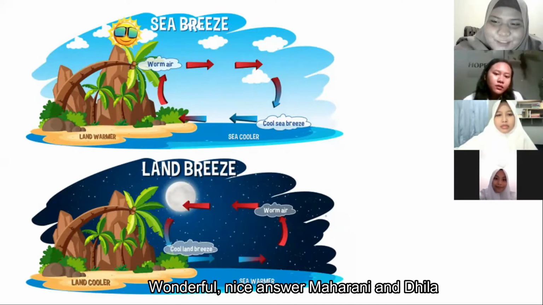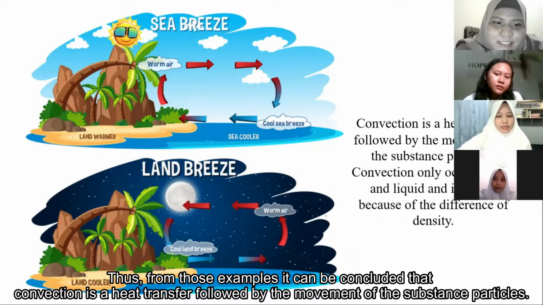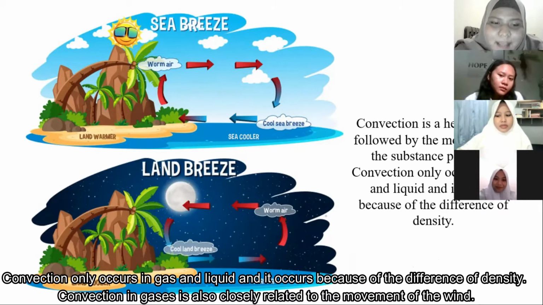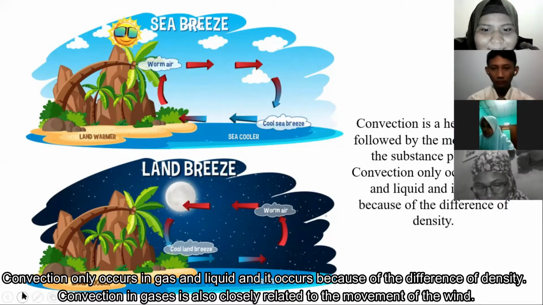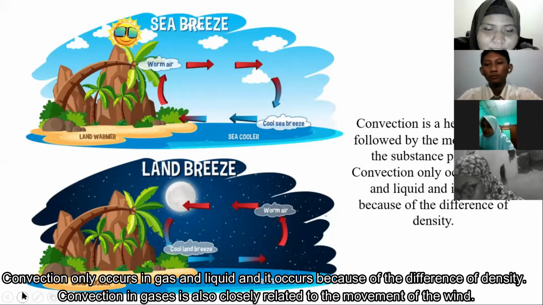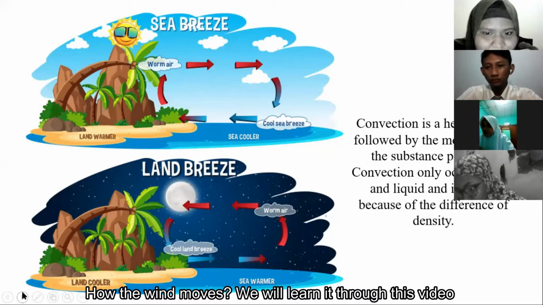Okay. Wonderful. Nice answer, Maharani and Dila. Thus, from those examples, it can be concluded that convection is a heat transfer followed by the movement of the substance particles. Convection only occurs in gas and liquid, and it occurs because of the difference of the density. Convection in gases is also closely related to movement of the wind. How does the wind move? We will learn it through this video.